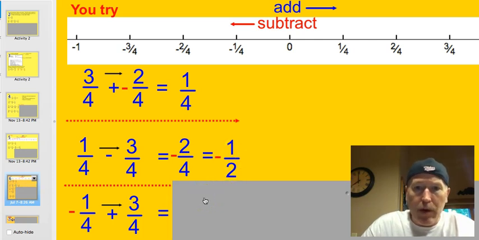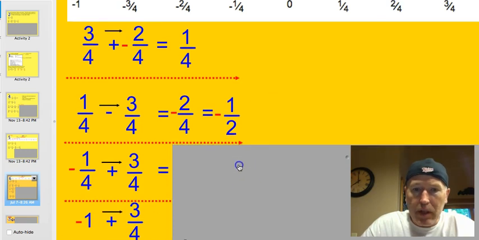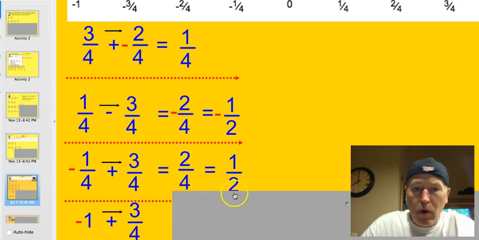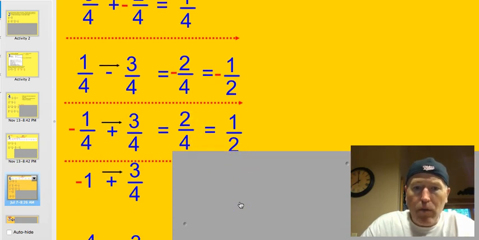Now we're at negative 1/4. And we're going to add 3/4. Here's 1/4, 2/4, 3/4. Again, it looks like we're at 2/4 or 1/2. All right, one more problem. Try this guy.